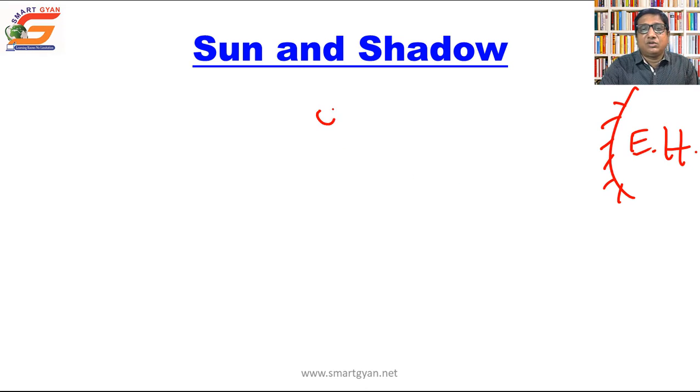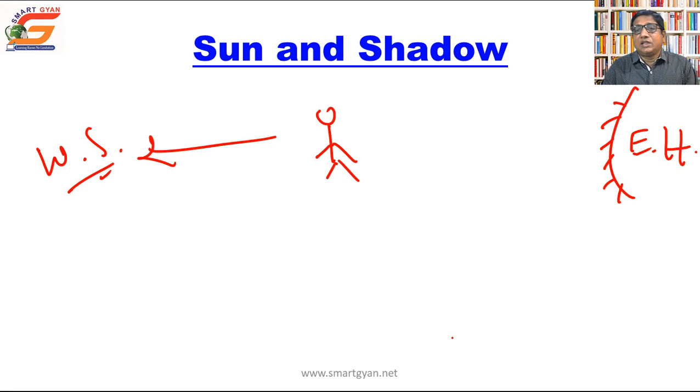That's why the shadow of any person will be towards the western side. Yes, towards the west side. This is the situation in the first half of the day.